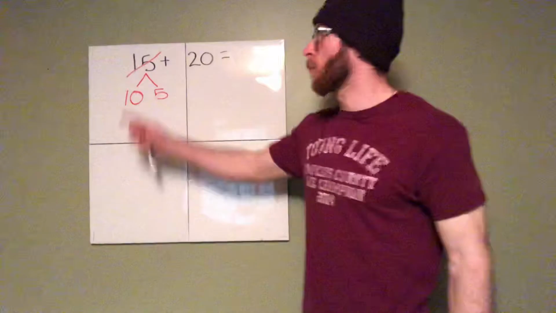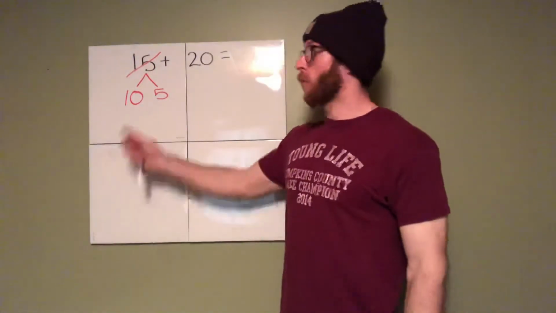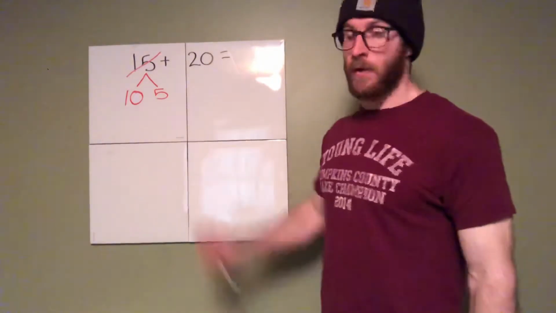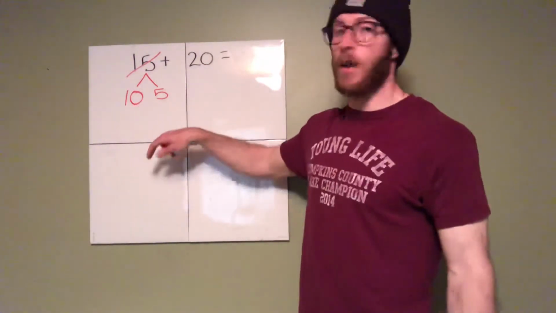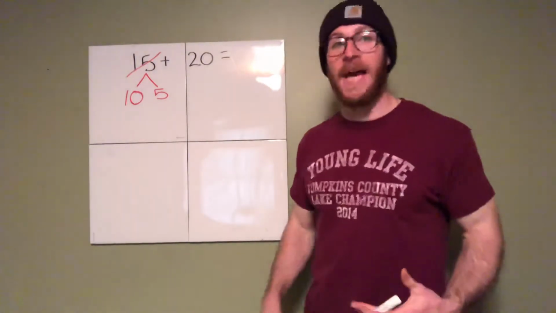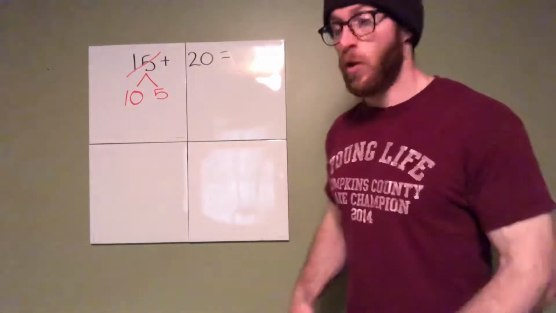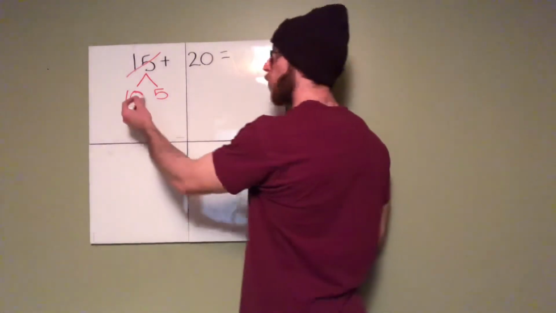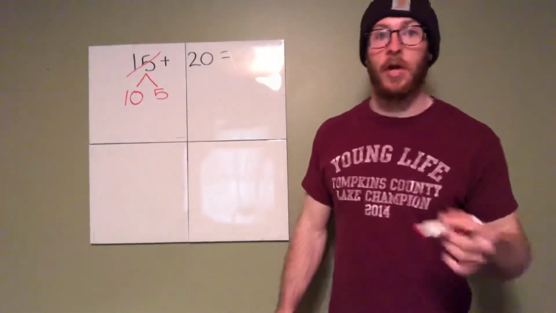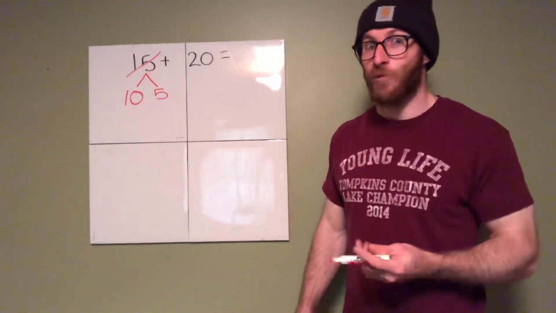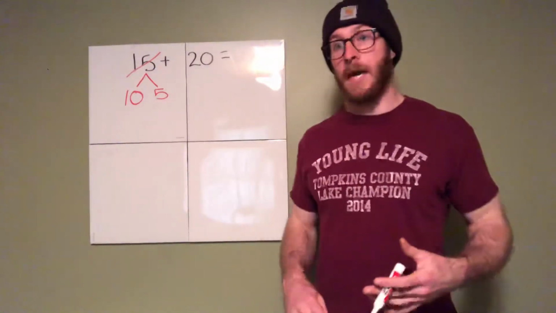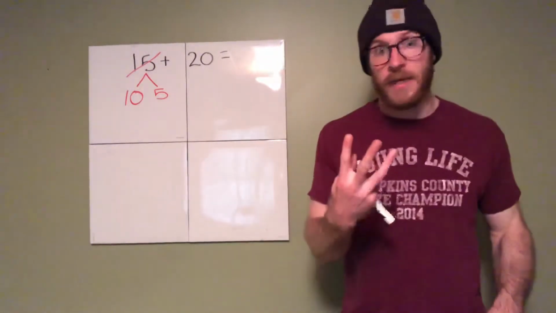So now, instead of a group of 15 and a group of 20, I have a group of 10, a group of 5, and a group of 20. So technically, since this is part plus part, this number sentence could read 10 plus 5 plus 20. But I want to add my tens together. We always start by adding our tens. So I have 1 10 here and 2 10s here. What is 1 10 plus 2 10s? What is 1 cookie plus 2 cookies? Well, that's 3 cookies. So 1 10 plus 2 10s equals 3 10s.